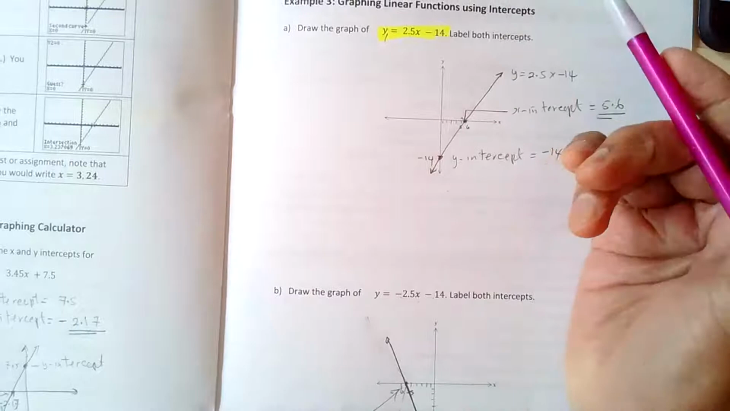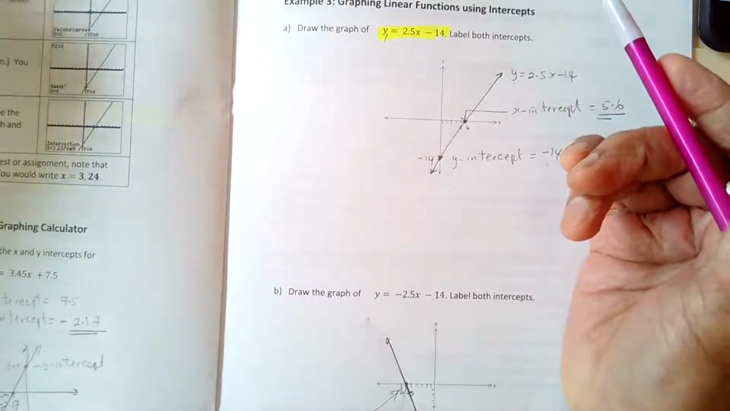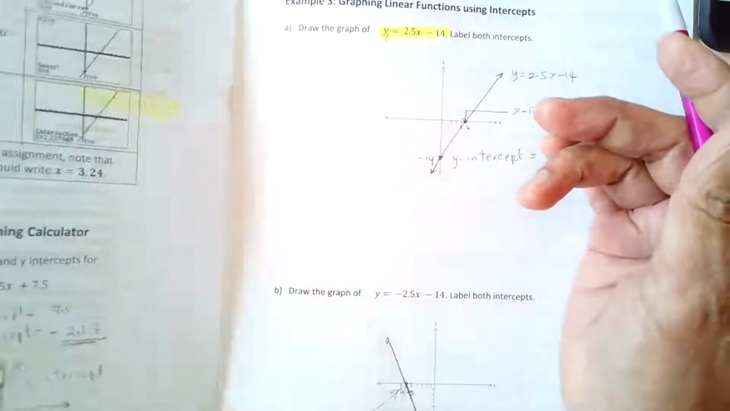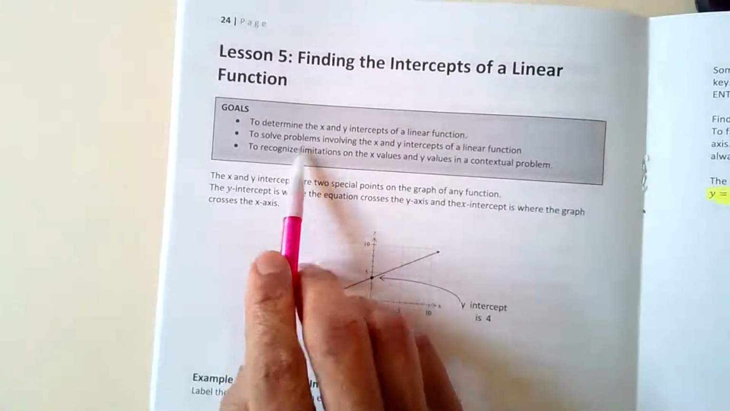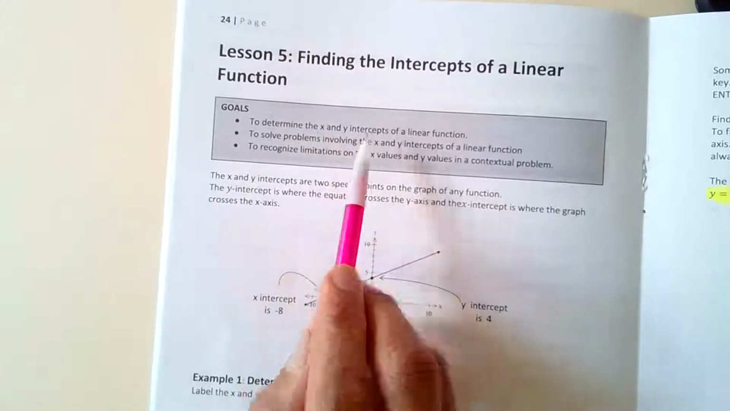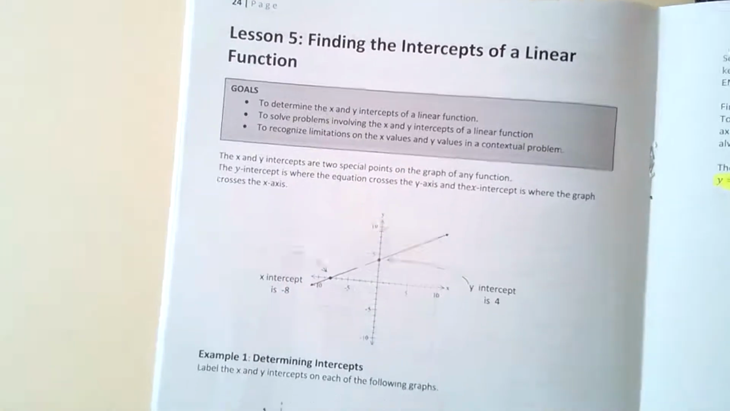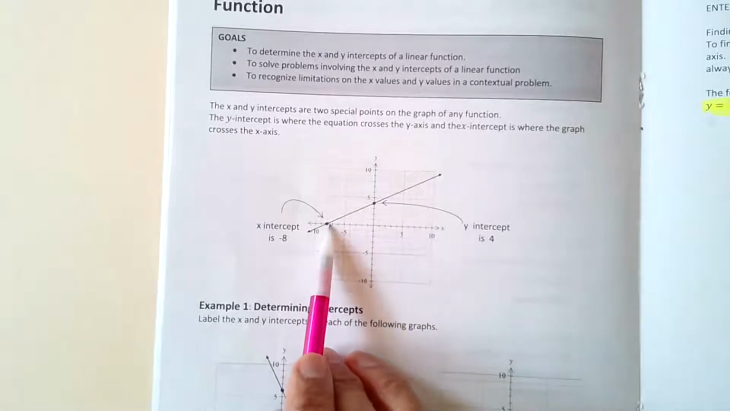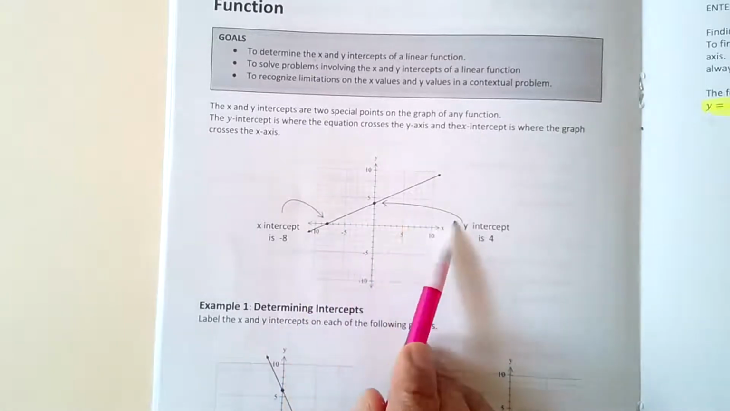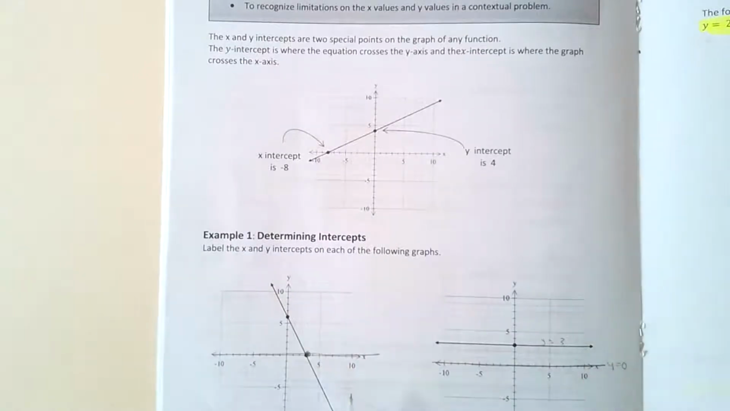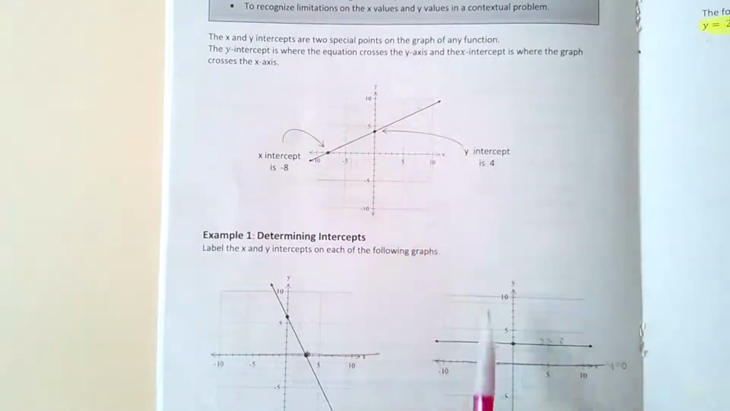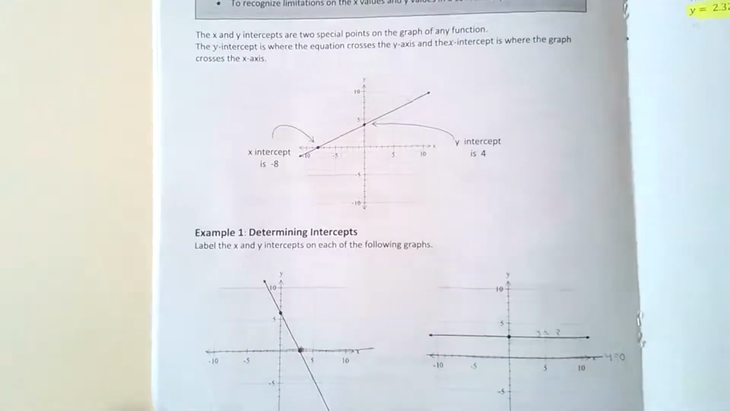So let's recap. Our goal today was to determine the x and y-intercept. That's our first goal. Tomorrow we'll look at solving problems, but today was to find the x and y-intercepts. We said the x-intercept is where the line crosses the x-axis and the y-intercept is where it crosses the y-axis. We looked at negative slope and positive slope. And here you have no slope, a horizontal line.